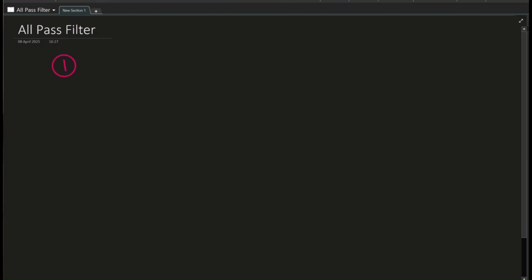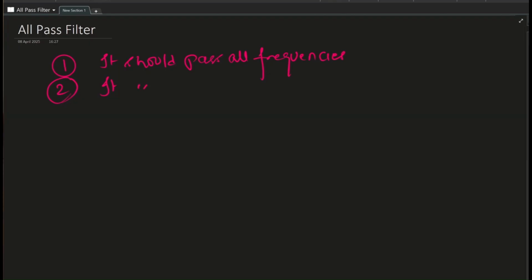First, it should pass all frequencies. And the second aim of the filter is that it should manipulate phases depending on the frequency of the signal. So we'll just quickly revisit complex numbers.